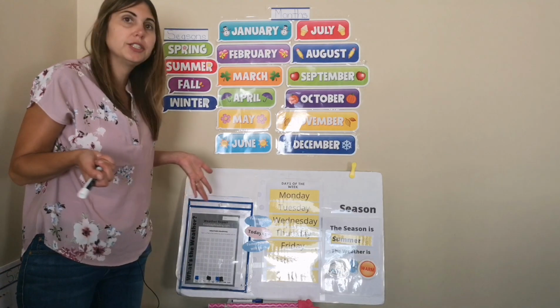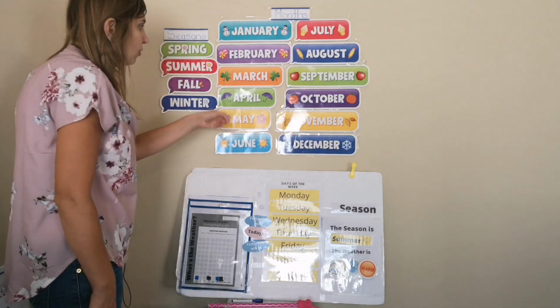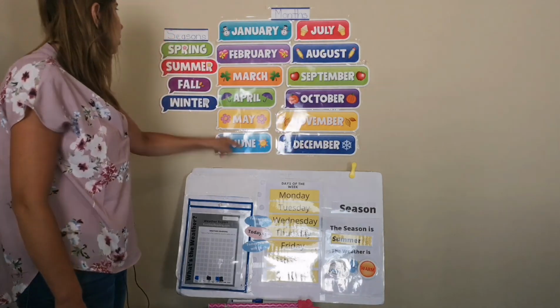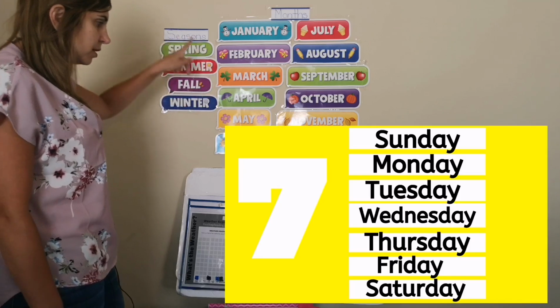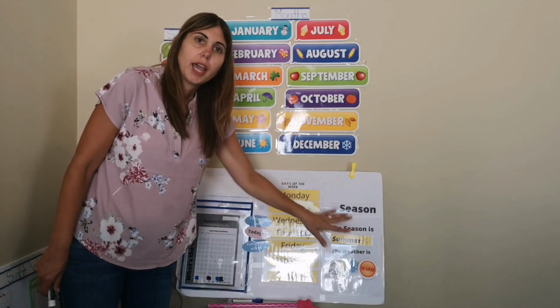So now we've finished our calendar. We went over our months of the year. We went over our 4 seasons, the days of the week, and the weather.